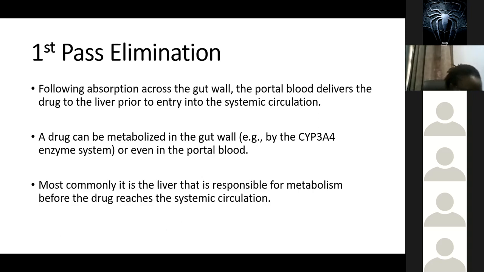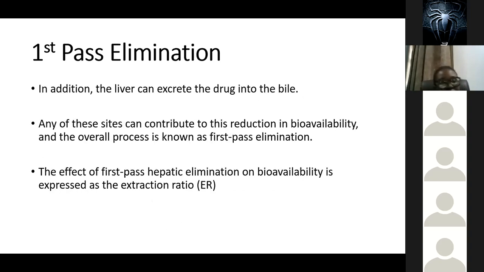So the liver is like a second gate. The first gate is the gut. Then the second gate is the portal circulation, that is the liver. So a drug can be metabolized in the gut wall. But most commonly, it is the liver that is responsible for metabolism before the drug reaches systemic circulation. In addition, the liver can also excrete the drug into the bile. So any of these sites can contribute to a reduction in bioavailability of the medication.